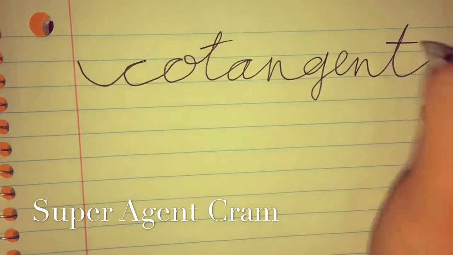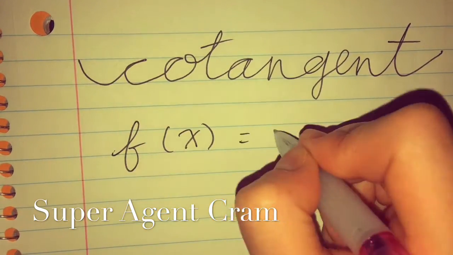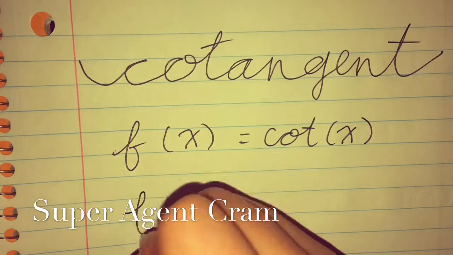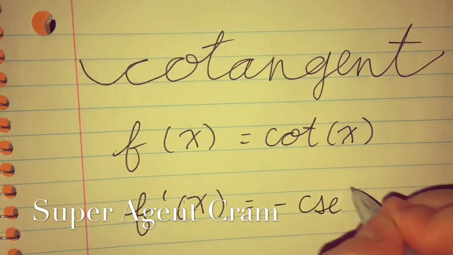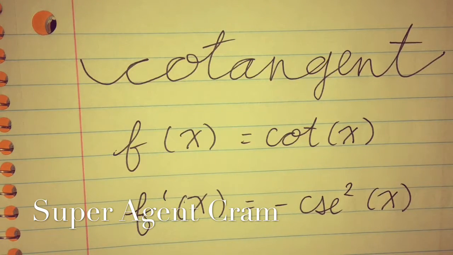The cotangent rule. If you have a function f of x equals the cotangent of x, then the derivative of that function equals f prime of x equals negative cosecant squared of x.